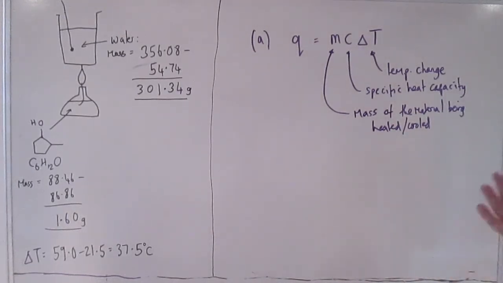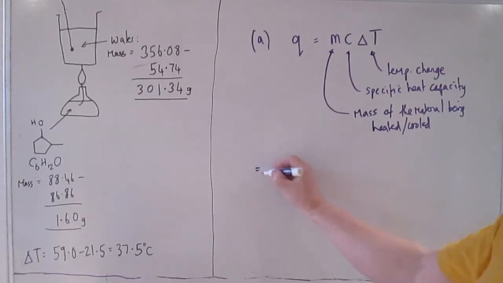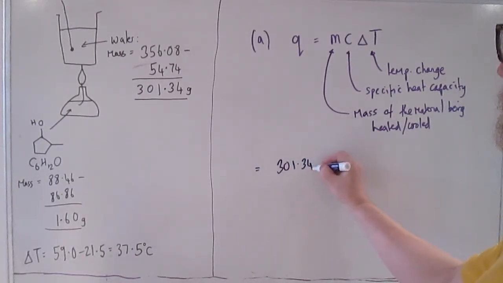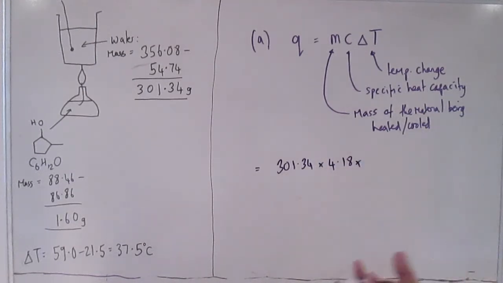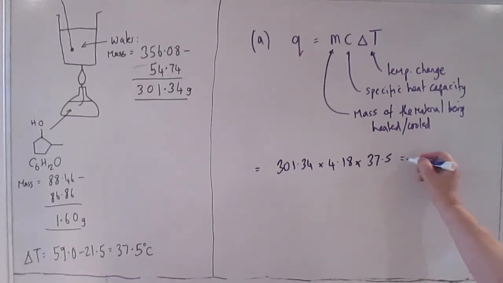Okay, so having established that, it's straightforwardly a matter of putting the numbers in. So you say Q is equal to 301.34 times 4.18, which comes from your data sheet. Always remember that the specific heat capacity of water is there on your data sheet. Times 37.5, which is delta T, which we'd already worked out, which comes to 47235 joules.